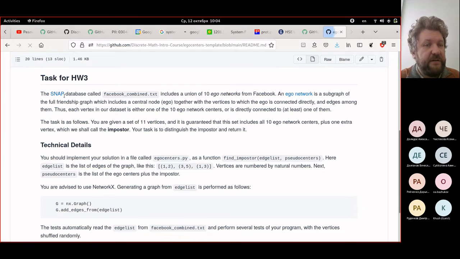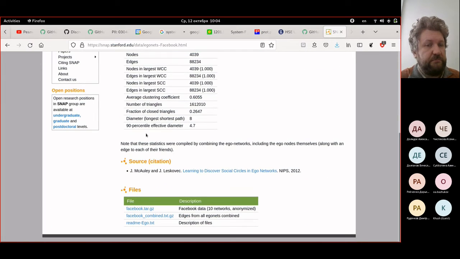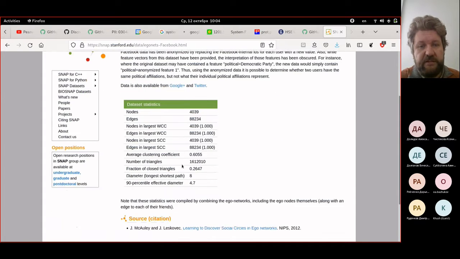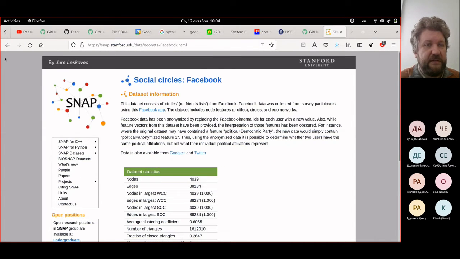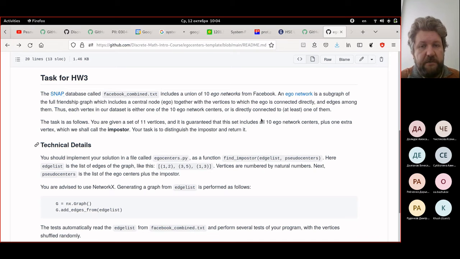You will have this SNAP database, which is called facebook_combined.txt. It will be in your repository, so we don't have to download it from SNAP, but if you want to look at SNAP, it's also available here. You can find some things about it and more databases. So here's the definition of an ego network, and the task is as follows.